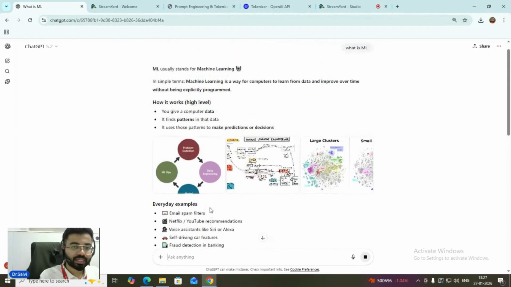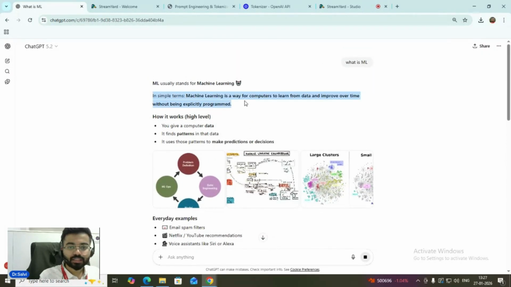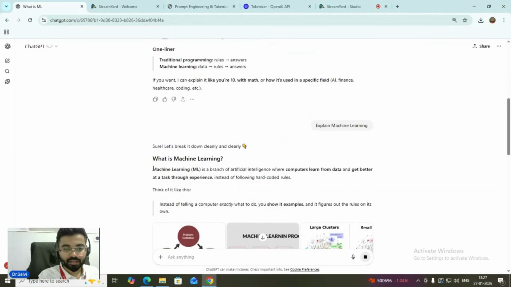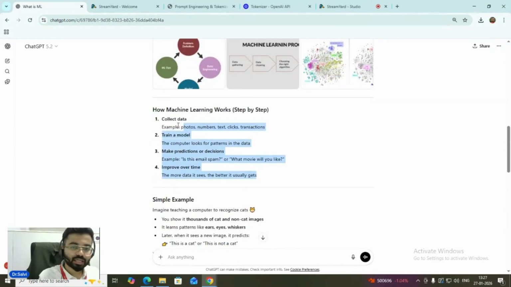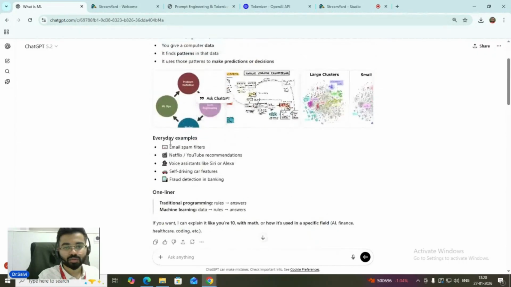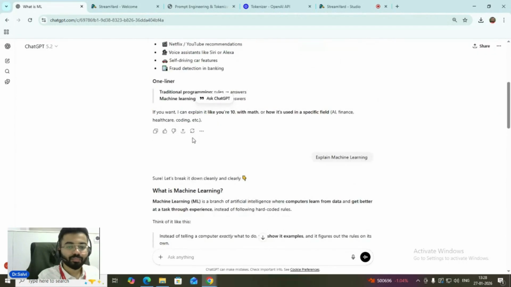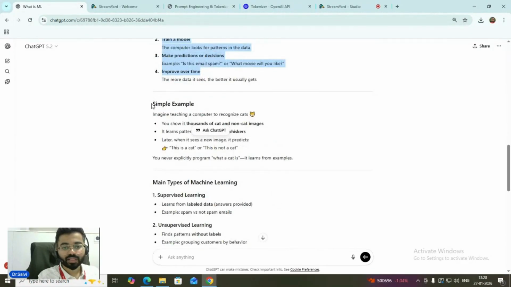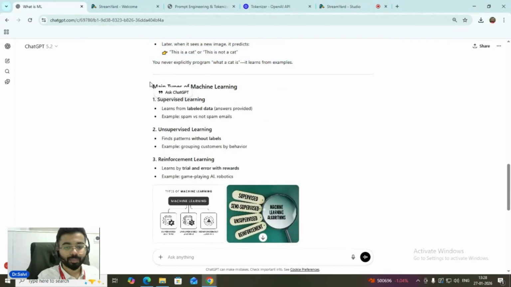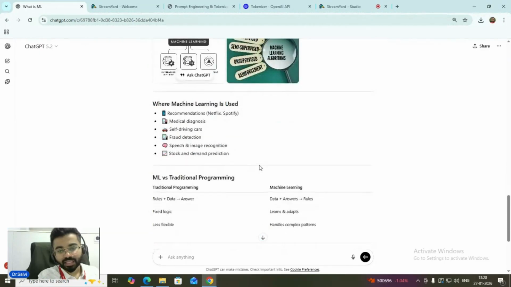What do we see in difference? This is what a vague example or a vague definition looks like. And here we have a formal definition, but apart from that, everything else is the same. It has added some steps which were not really mentioned over here, and we have those steps written in this one, and there are some examples, and it has given me main types.